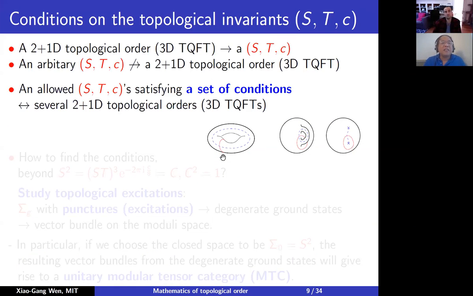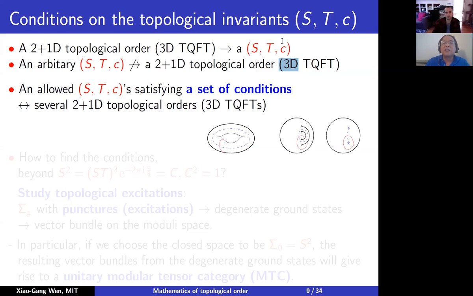Okay, so as I mentioned, we have an issue. For every topological order, we have this data S, T, and C. However, this relation is not one-to-one. There can be several topological orders or several TQFTs which give rise to the same STC, okay.